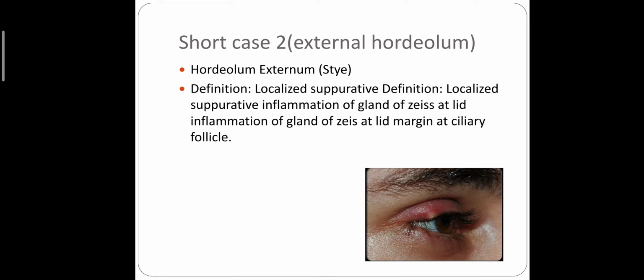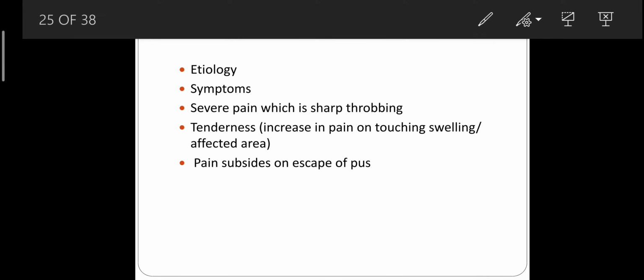So stye is nothing more than an infective condition, an infection of the glands of Zeis, which are present at the lid margin. So the definition goes like this: it's a suppurative infection of the glands of Zeis. Coming to etiology, since it is a suppurative infection, it must involve microorganisms. Most commonly it's associated with staphylococcal infection.